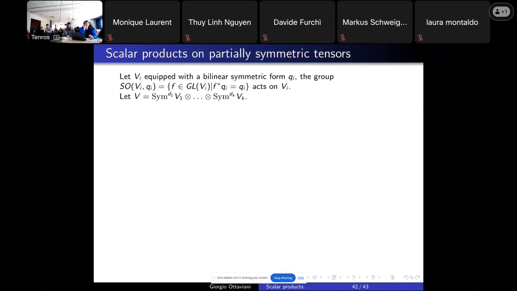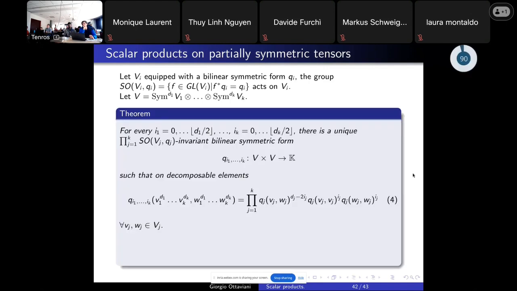And I have one minute. So you see, I started with the Segre. I studied the Veronese more because there were more things to do. And this is the more general case. It's called Segre-Veronese, or partially symmetric tensors. Let me just state the result. Even here, you can classify all the possible invariant metrics. You still get a polyhedral cone. And the requirement is this one.